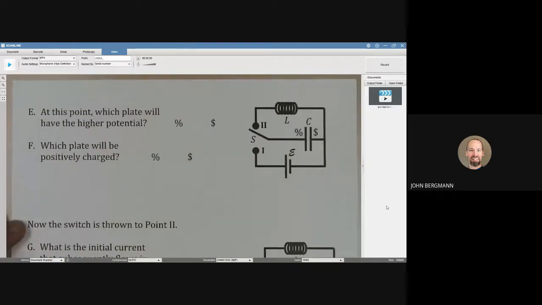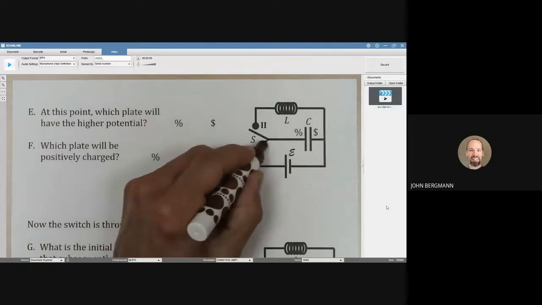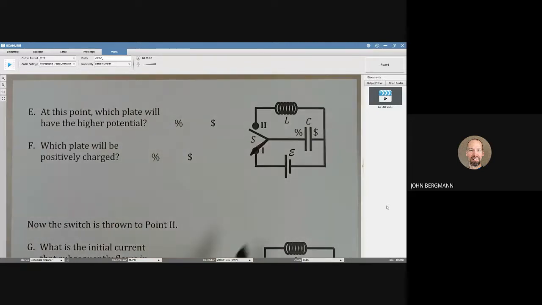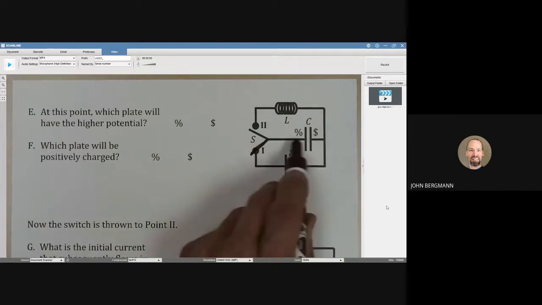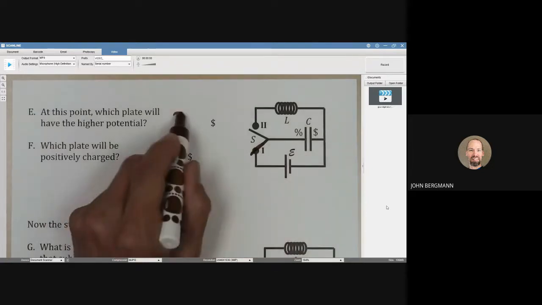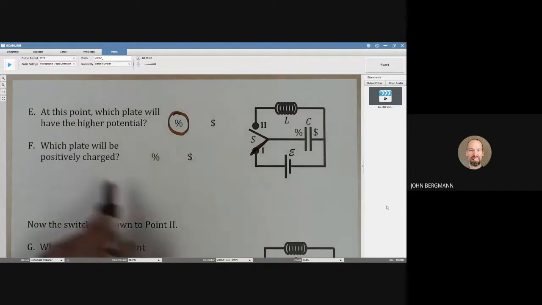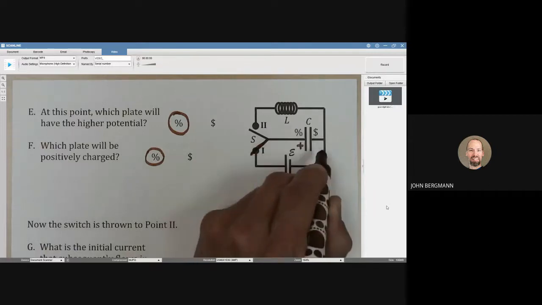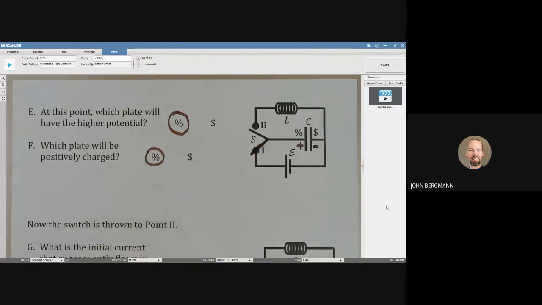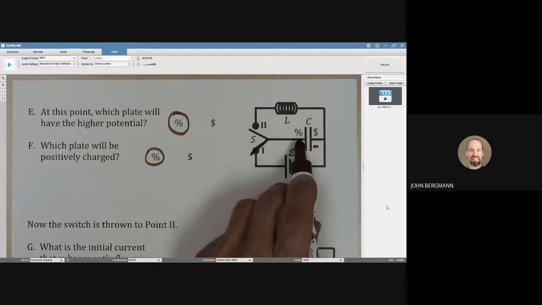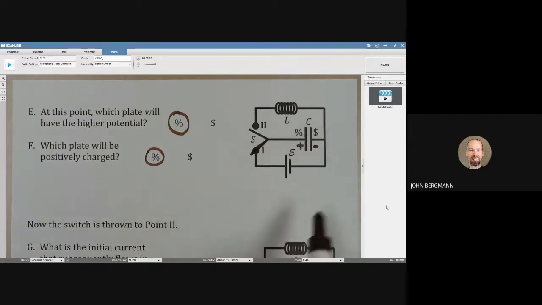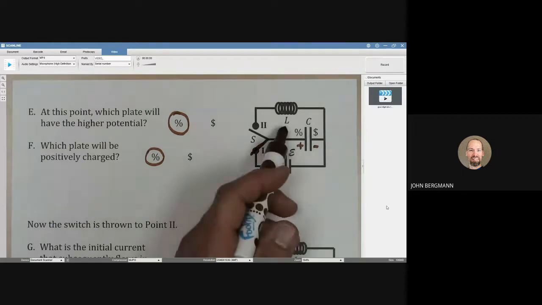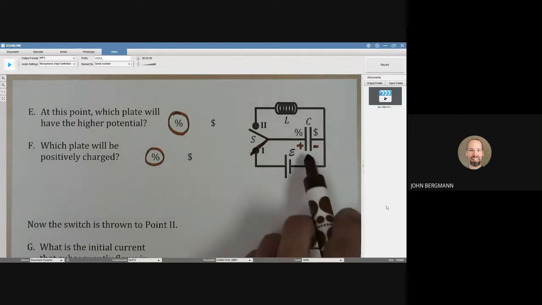At this point, which plate will have the higher potential? So remember, we have flipped the switch to 0.1 here, and current has flowed in this direction, and so the higher potential will be the plate here, and that will be the positively charged plate. I could put some plus signs there. I'll just put some minus signs there. Higher potential on this plate. I've just labeled them this way because I didn't want to label them L and R for left and right, because L is an inductor and R is a resistor, and that would just make things even more complicated. So I've labeled them as such.